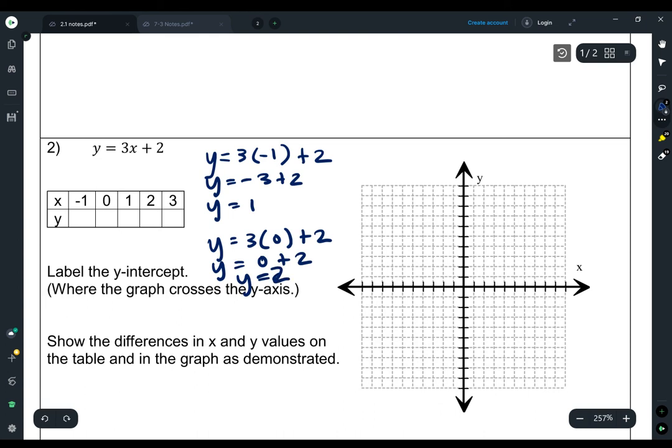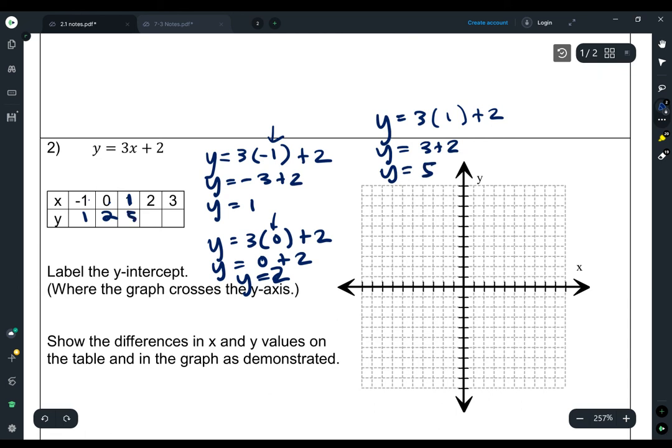So when I plugged in -1, and that was this -1 right here, I got out 1. Then I plugged in 0 because x was 0 and my y was 2. And then I want to do one more. Y equals 3 times my next value that they give me, this 1 right here. So 3 times 1 plus 2 is 3 plus 2, which is 5.